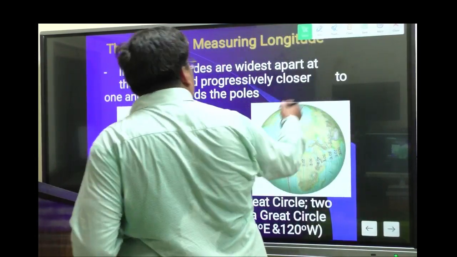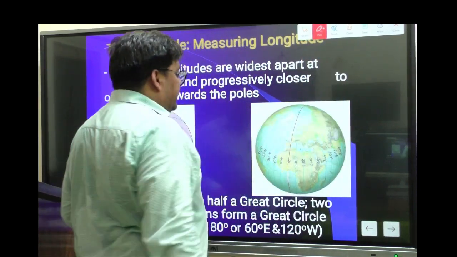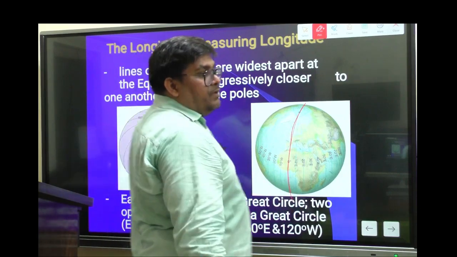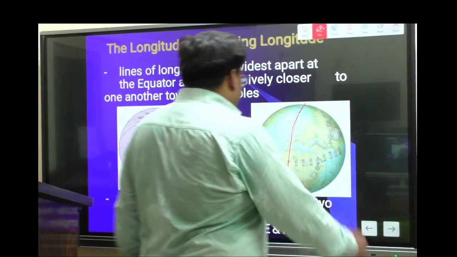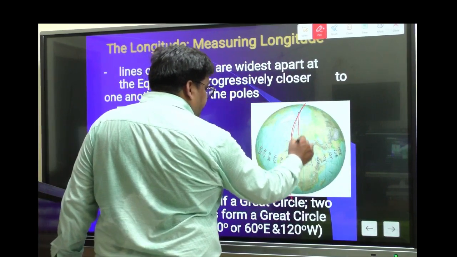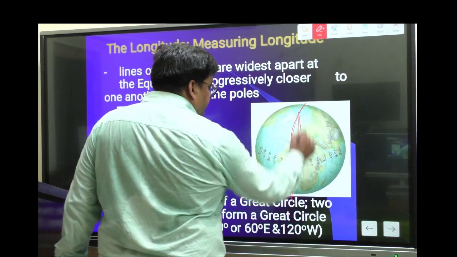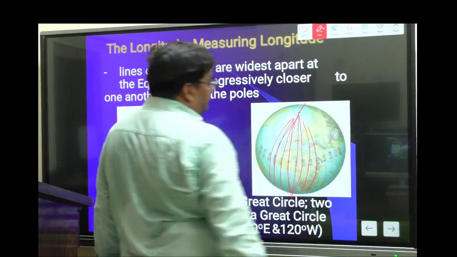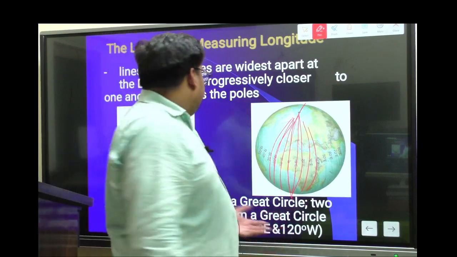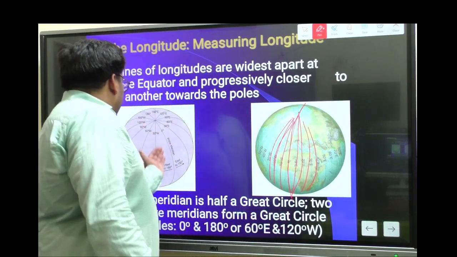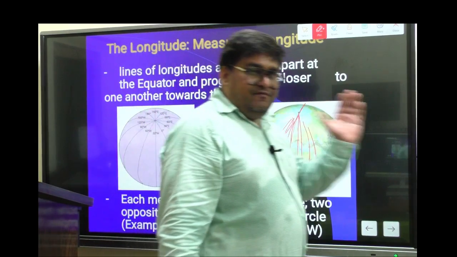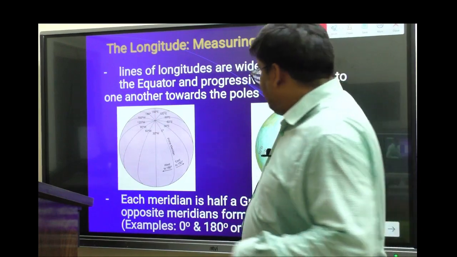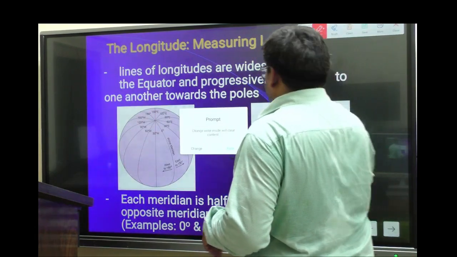Okay, again this is the similar depiction that I explained in the first slide. This is 0 degree longitude, that is the prime meridian. To the eastern side you have 10 degree east, 20 degree east, 30 degree east, 40 degrees. To the western side 10 degree west, 20 degree west, 30 degree west, and so on and so forth. To the right side of the prime meridian you have the eastern side, and to the left side you have the western side. Simple to remember, no need to worry.